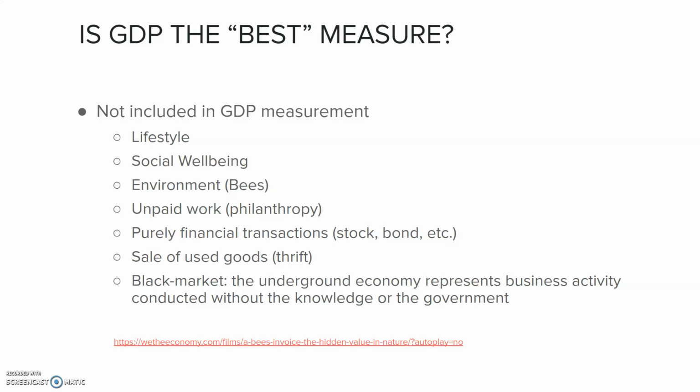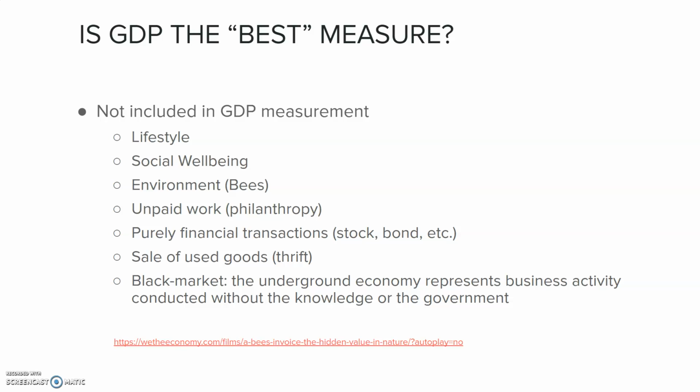GDP doesn't calculate the impact on the environment, right? Some of the production does have negative consequences on the environment. There's a video down at the bottom if you wanted to watch that talks about the hidden value in nature and some of the impacts that economic activity has on environmental factors like bees. Unpaid work is not calculated in GDP. It's purely based on financial transactions, so any stocks or bonds, things like that, don't get calculated.